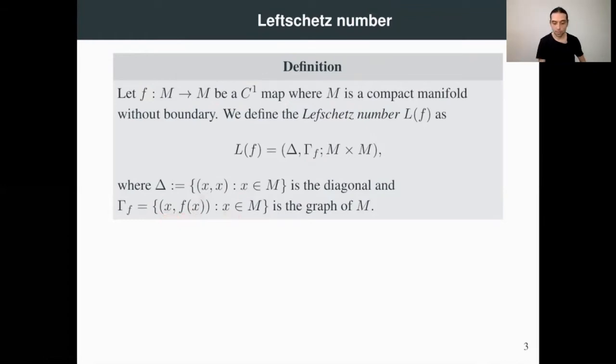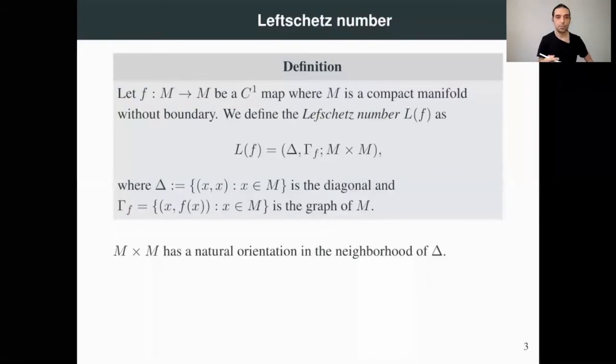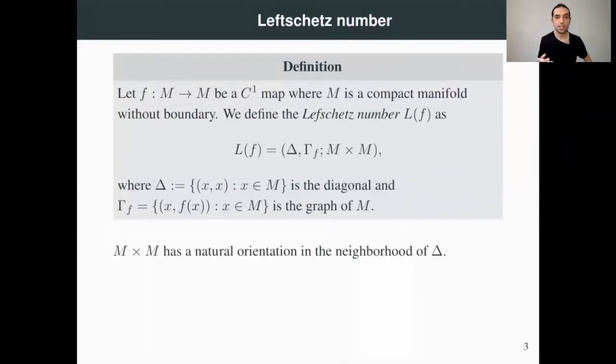These two sets are submanifolds of dimension equal to the dimension of M, and so they are submanifolds of complementary dimension in M times itself. So this intersection number is well defined, and by definition, it's the Lefschetz number. Let us point out that M times itself has a natural orientation in the neighborhood of the diagonal.